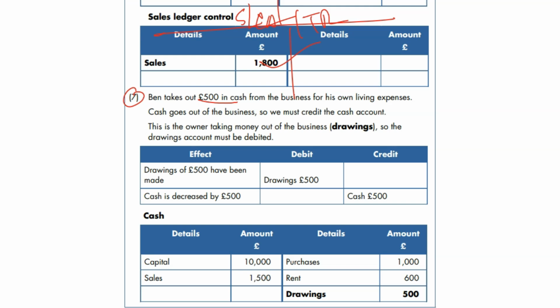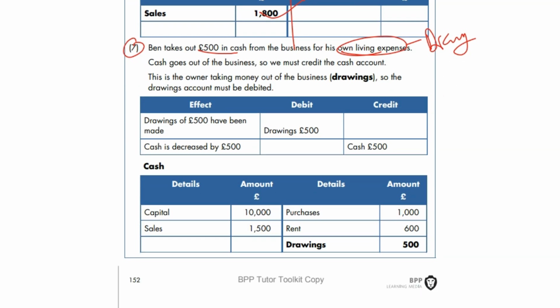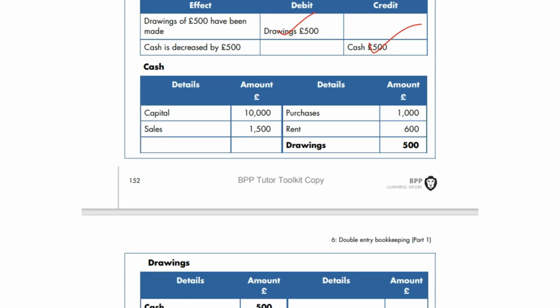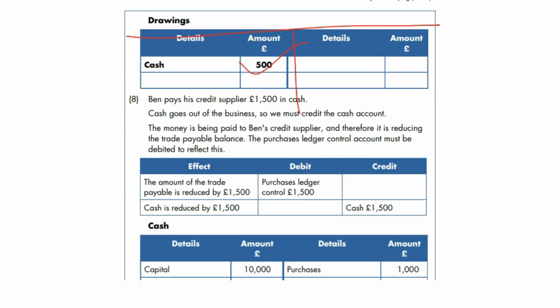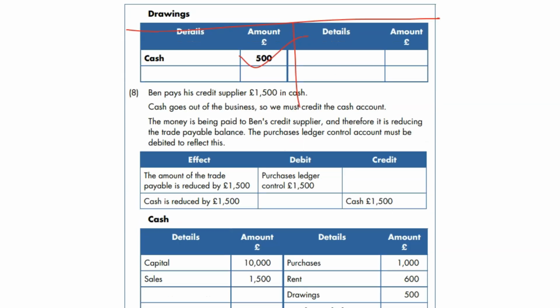Then transaction number 7. Ben takes out 500 from the cash for his own living. Anything for own personal items you're taking from the business is drawings. You remember drawings is always debit. Drawings debit, and cash is going down, so cash credit. You need to open a drawings account because we never had a drawings account. Drawings debit.